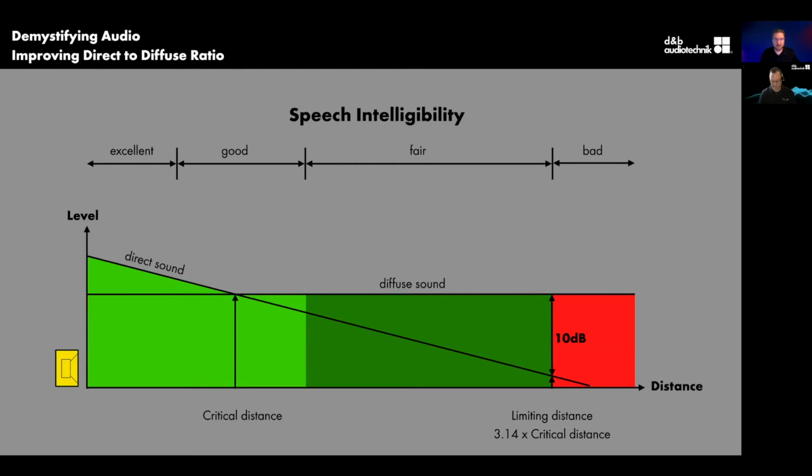There are a couple of different points to take a look at here. The first is critical distance. Critical distance, as I'm sure everyone's aware, is the point at which the direct sound and the diffuse field are exactly at the same level. Once you get below the diffuse field, your SPL meters stop working. This is where your SPL meter stops working. It will not get any quieter. It'll just simply be measuring the diffuse field.